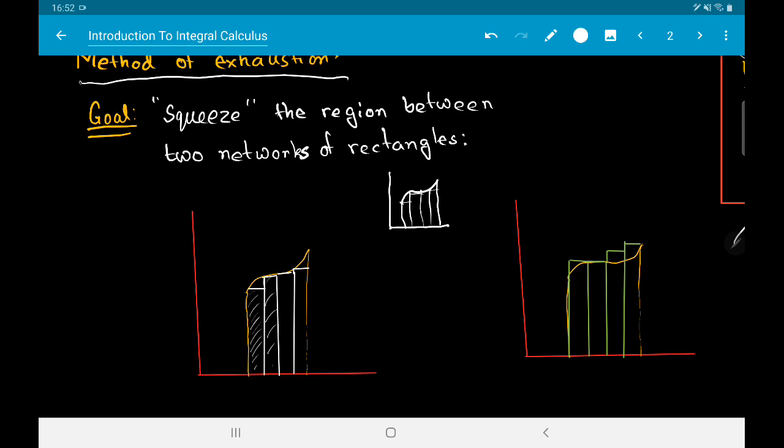So one of the networks of rectangles will be just contained inside the region that we are interested in, and another network of rectangles will be containing the region that we are interested in. And from this picture, what you can make out easily is that the area of the white rectangular region is a little bit smaller than the area of the region that we are interested in.